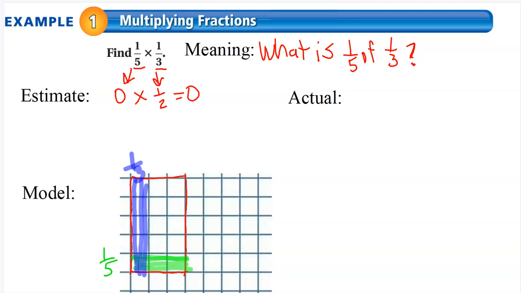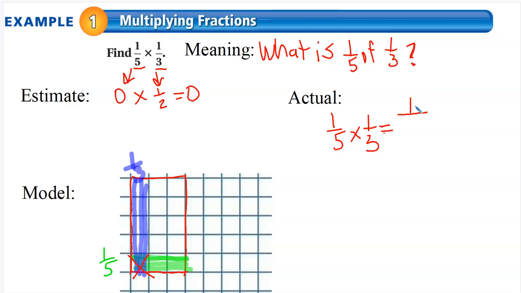Notice that there's 1 square that has been highlighted with both purple and green. So if I start out with a third of something and I take a fifth of it, it looks like that little tiny piece there, right? There's my third, and then I break up that third into fifths. So the meaning of this multiplication is what we're going to look at. The actual multiplication looks like this. I have 1/5 times 1/3. The number of squares that were highlighted with both colors is the product. It's the answer that I get.